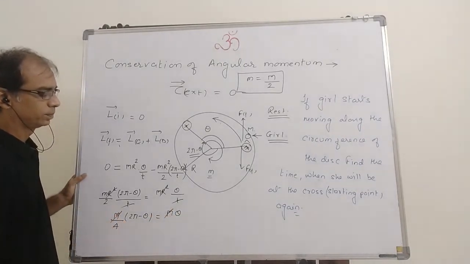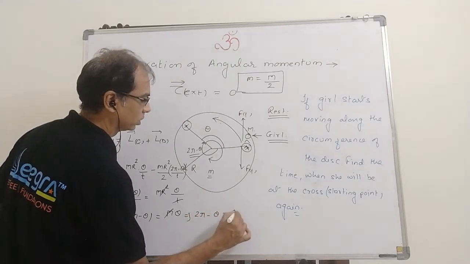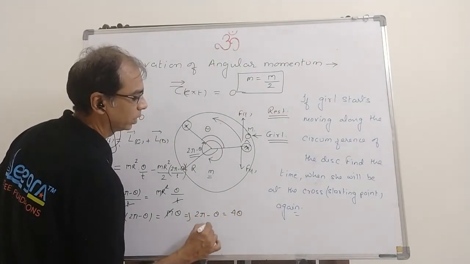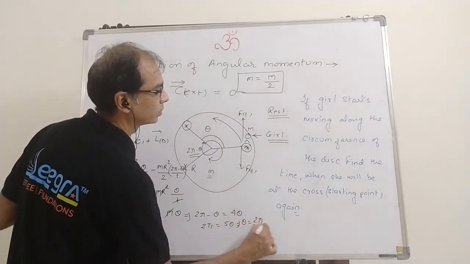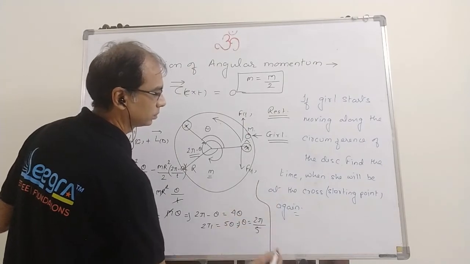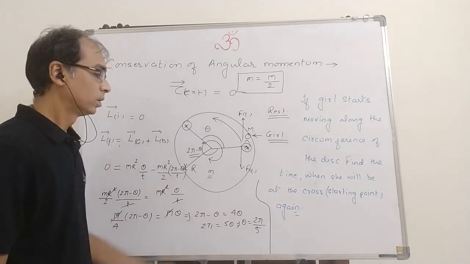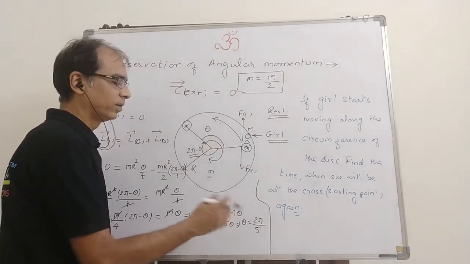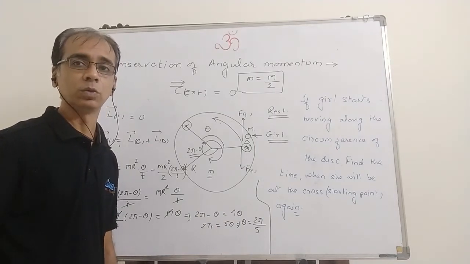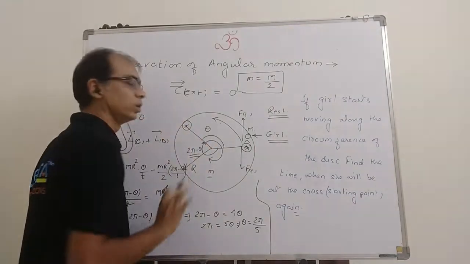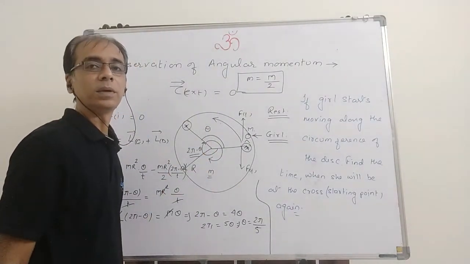This is cancelled. So what we got here, 2 pi minus theta equal to 4 theta. So 2 pi equal to 5 theta. So theta equal to 2 pi by 5. After 2 pi by 5, how much is that? 360 by 5, that is 72 degrees. So the girl will move 72 degrees, and the disk will move 360 minus 72 degrees.